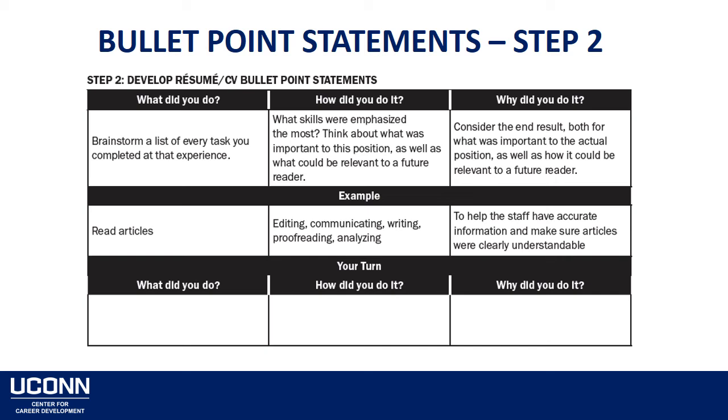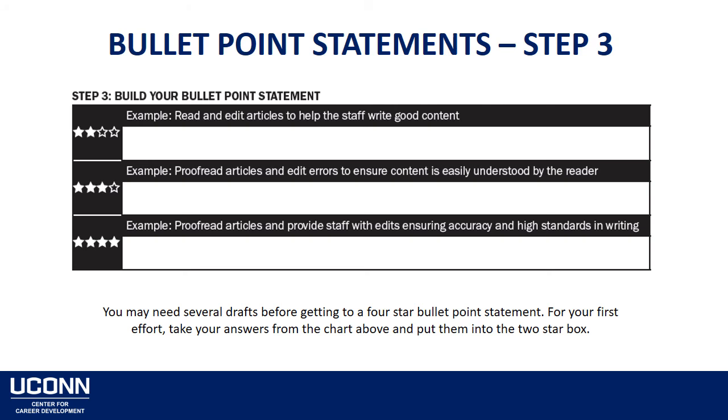When you do this activity on your own, you will want to think about an experience you would like to write or improve a bullet point statement for. Then brainstorm some task or responsibility for the what. List some of the skills you used for the how, and then write the importance of the outcome of the task for the why. Once you have your what, how, why components, you can combine them to form a whole bullet point statement. You can see that Jonathan Husky wrote several drafts before getting to a 4-star bullet point statement.